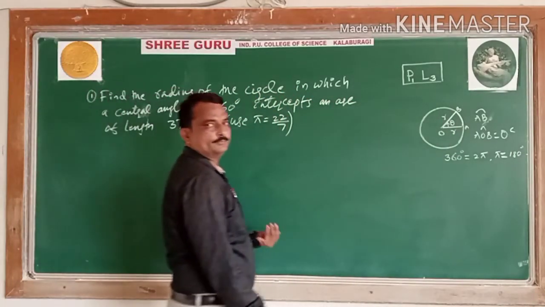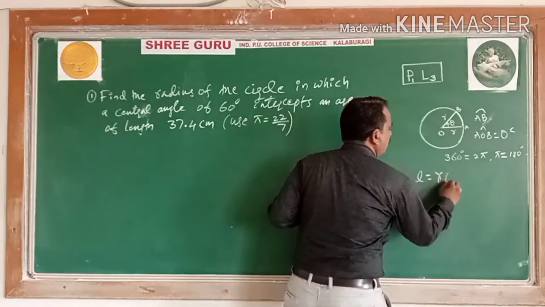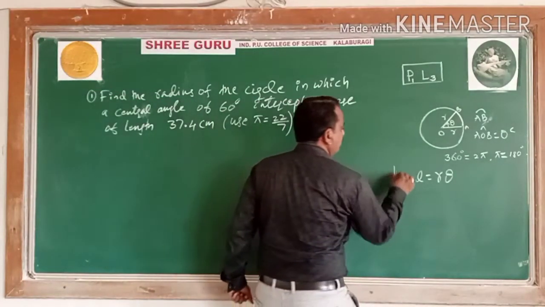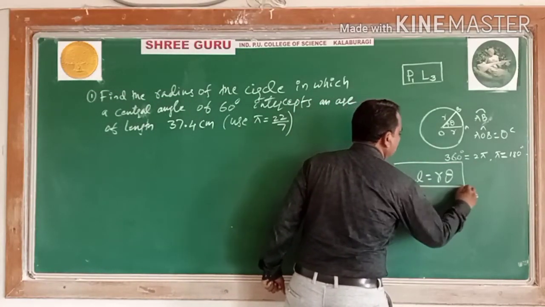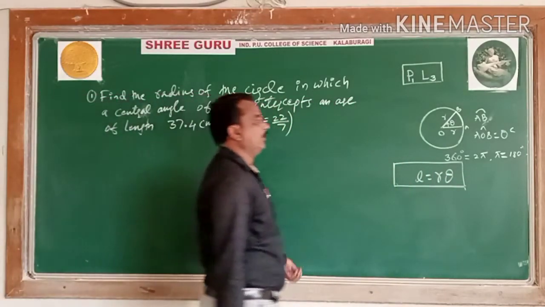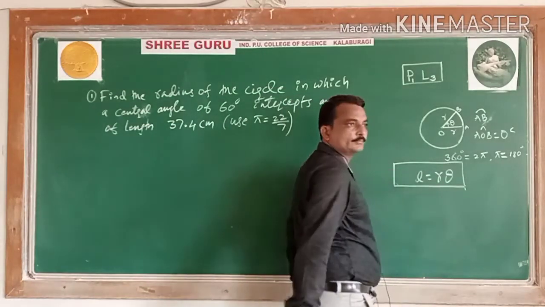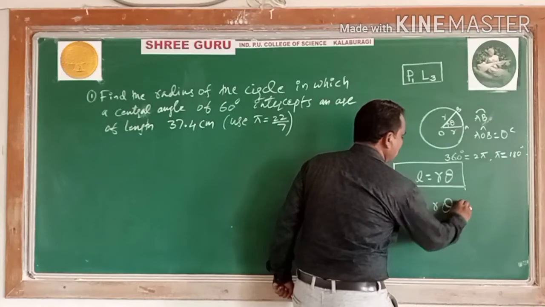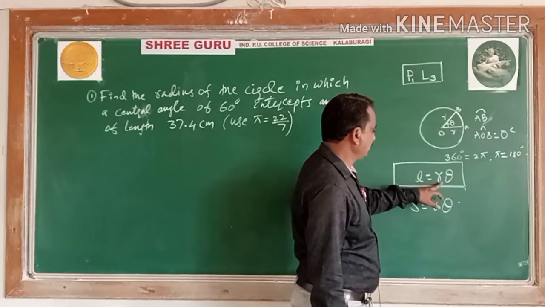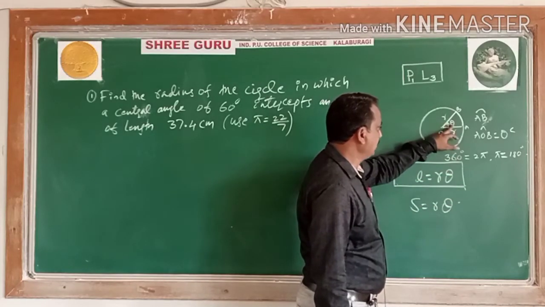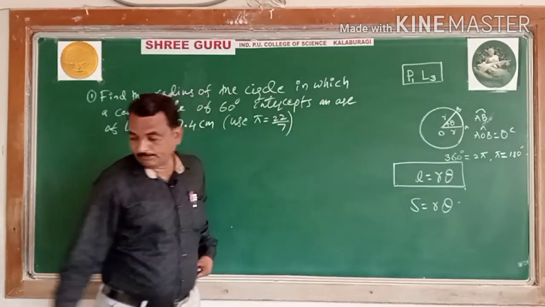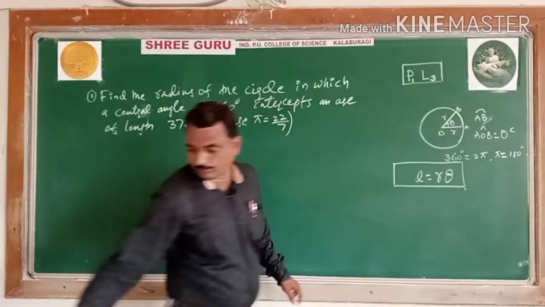The length of an arc is L is equal to R theta. You note this formula. In some books, S is equal to R theta also given, where L and S are the same length. Here L is the length of an arc, R is the radius of the circle, theta is the angle subtended at the center of a circle in terms of radians. Remember, in terms of radians.